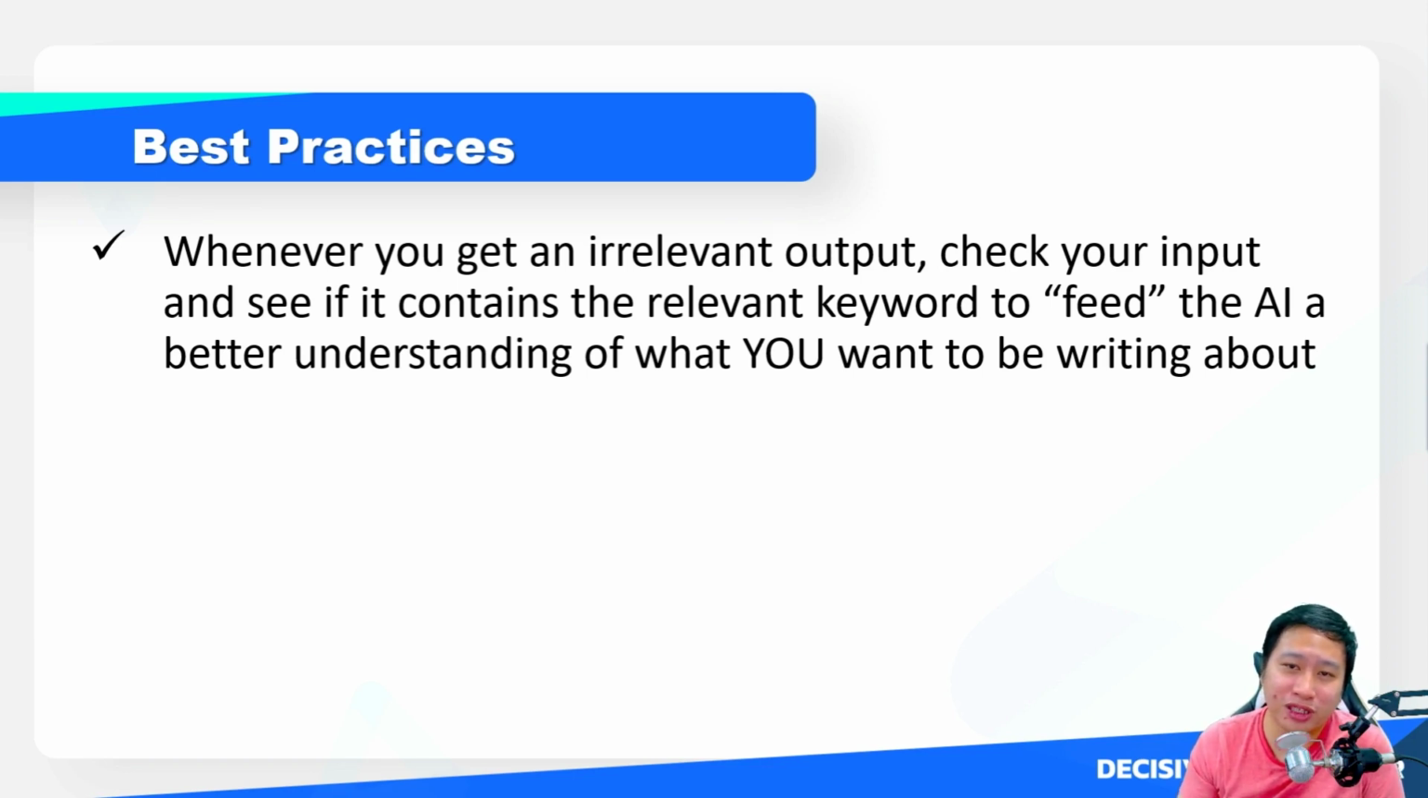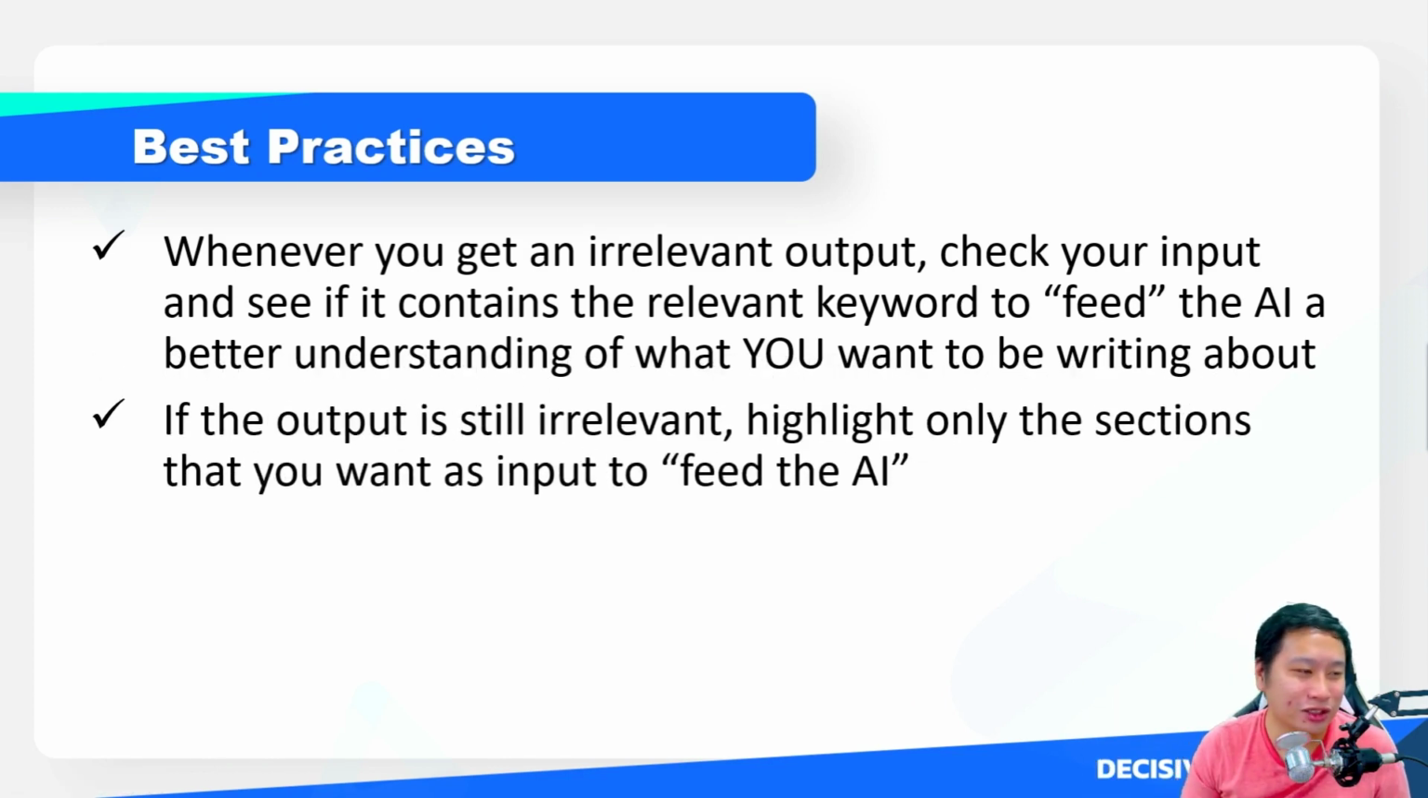And I'm going to show you some examples which I find really funny, and we're going to be talking about that shortly, and why people are not getting the output that they want. So if the output is still irrelevant, it could be that when you hit the write with AI feature, a lot of tools have that right now, you just tap on it and it keeps generating content for you. Then what you want to do is to highlight only the sections that you want as input to feed the AI.